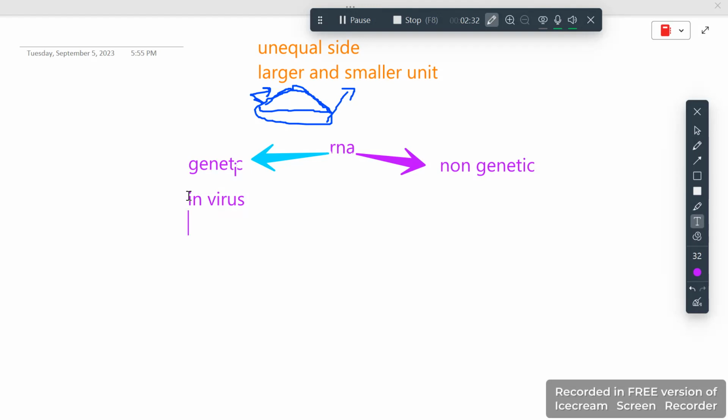And another example could be single stranded or double stranded. So let me write it. I've just written ssRNA and dsRNA. ssRNA is single-stranded RNA, and dsRNA is double-stranded RNA. A single-stranded example could be HIV, which we'll discuss later in our chapter. TMV is also a virus, and in the double-stranded we have Reovirus.